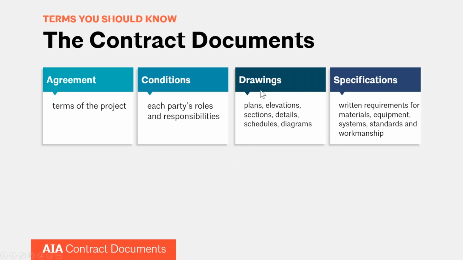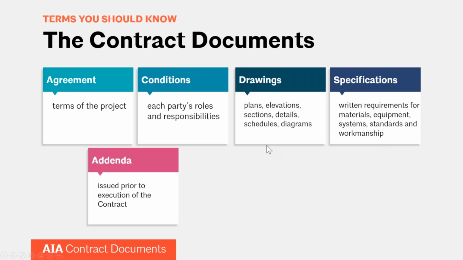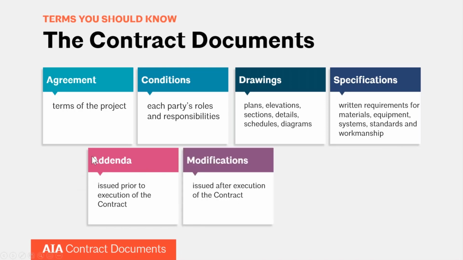Specifications being the written requirements, with drawings being more graphic. Specifications are written, and these are just going to be requirements for materials, equipment, systems, standards, and workmanship, all important things to consider. You're going to have addenda, that's part of the contract documents, and modifications, the differences being that addenda are issued prior to the execution of the contract, so that original signing, and the modifications are issued after the execution of the contract. These both can come in multiple forms, but that is the key difference to think about between addenda and modifications.